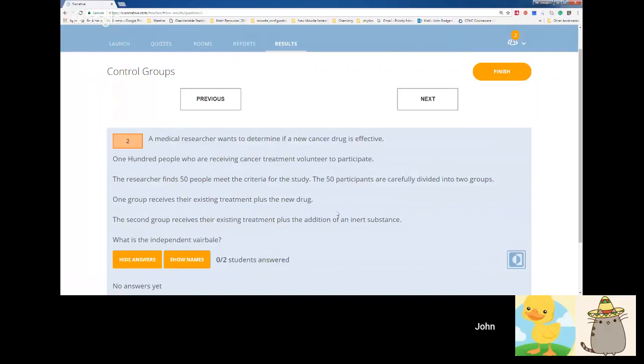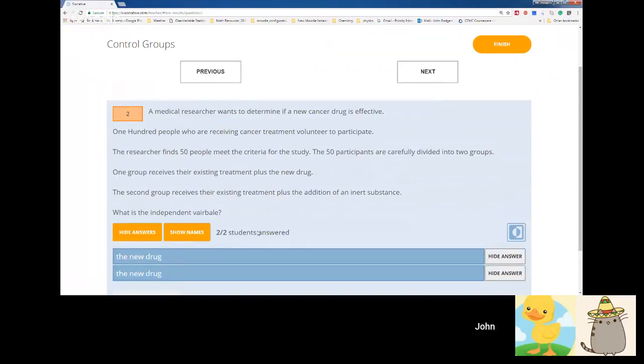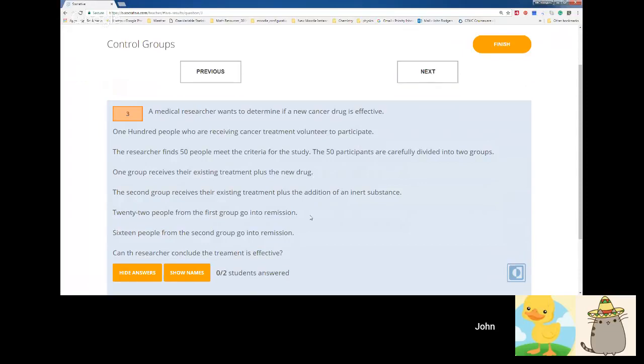Cancer drug, one group gets the drug, the other group gets the inert substance. Here's the question: what is the independent variable? What is the thing that the researcher is controlling in this study? What's being changed? Yes, the presence of the new drug is what's being changed. And the dependent variable should be response to treatment. In other words, does the cancer respond to the treatment? That's the dependent variable. Next.